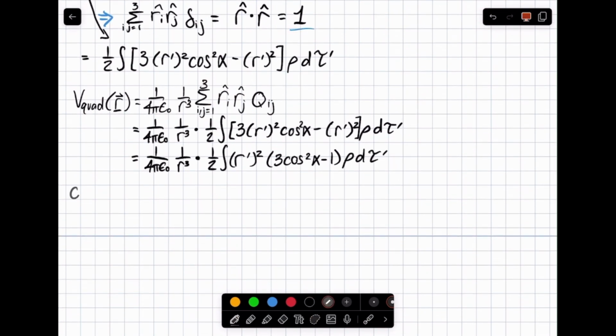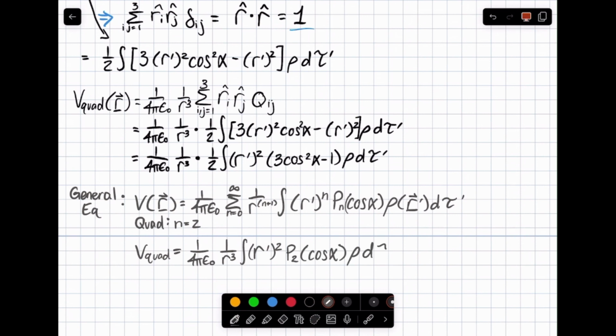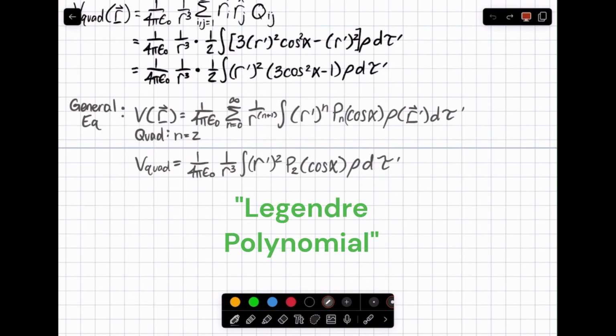So now I'm going to write the general equation for the multipole expansion. This is our general equation, and the quadrupole term refers to n equals 2. I'm going to evaluate at n equals 2. Again, I'm shorthanding rho, and we're using the definition of a Legendre polynomial here.